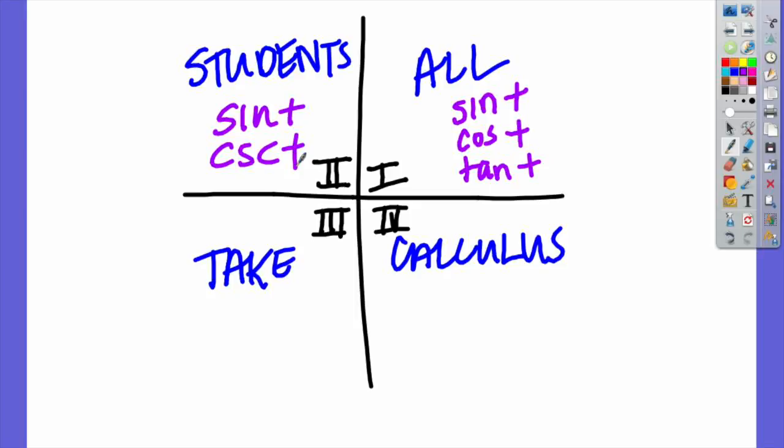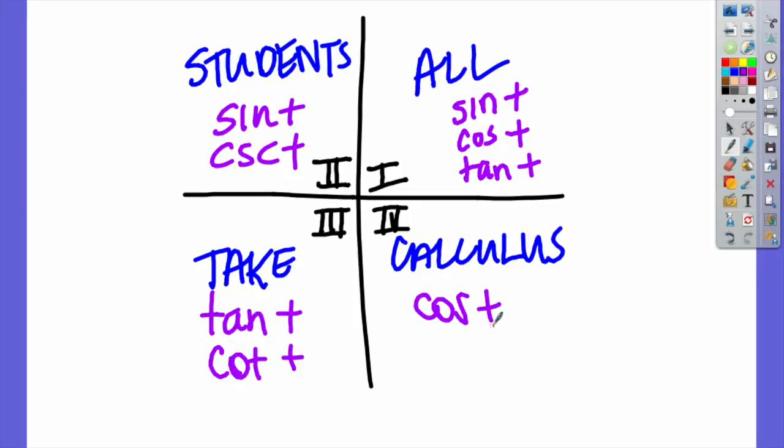Take stands for what? Tangent. So only tangent is positive in the third quadrant. As you know, the x and the y are both negative, but 2 negatives divided by each other is a positive. And what's the reciprocal of tangent? So cotangent is also positive. Last one, calculus stands for? Cosine is positive and its reciprocal, which is secant. That will help you when you're doing the ordered pairs so you don't forget which should be negative and which should be positive. Okay? Flip the page. I want you to do the next one on your own.